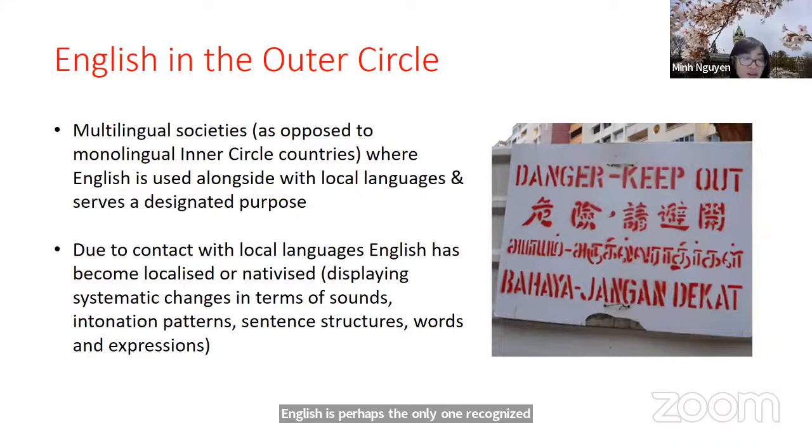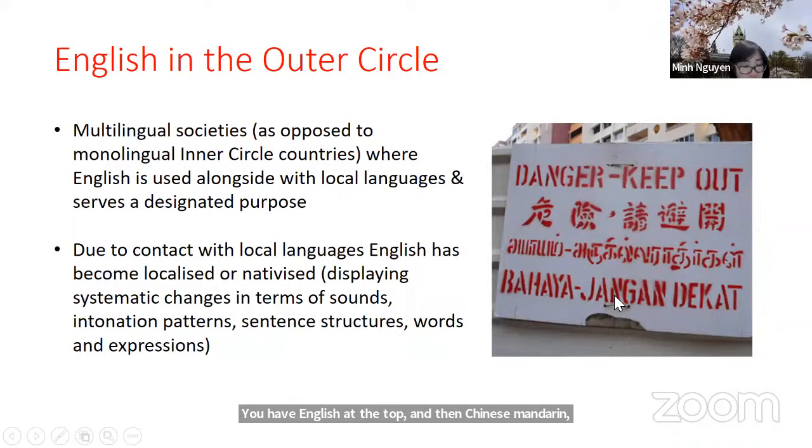So if you look at the picture here on the screen, it shows the linguistic landscape of a multilingual outer circle country, and I'll tell you where it is. It is a sign in a construction site in Singapore, and you can see that this warning is given in four different languages. You have English at the top, and then Chinese Mandarin, and then Tamil, and finally Malay.